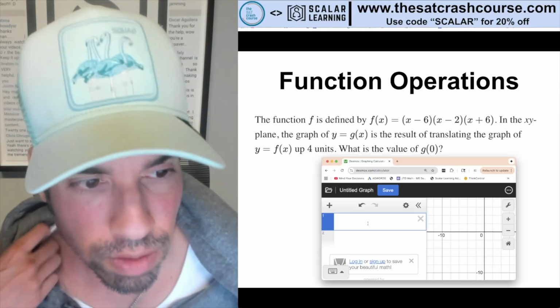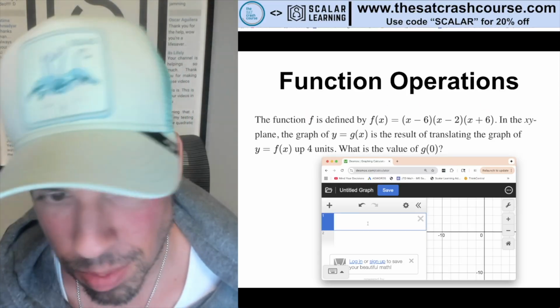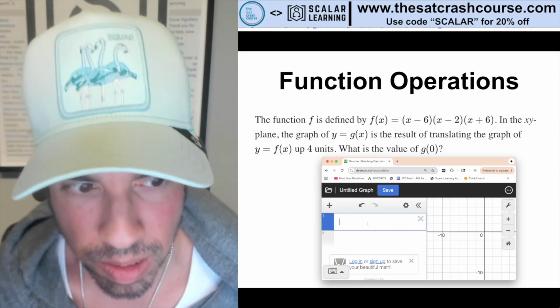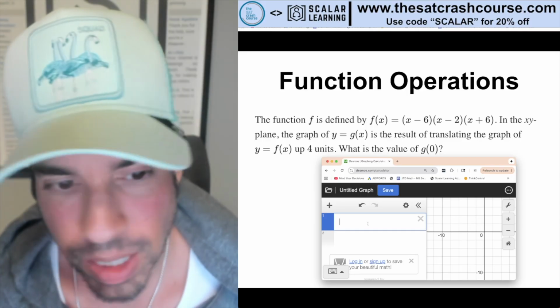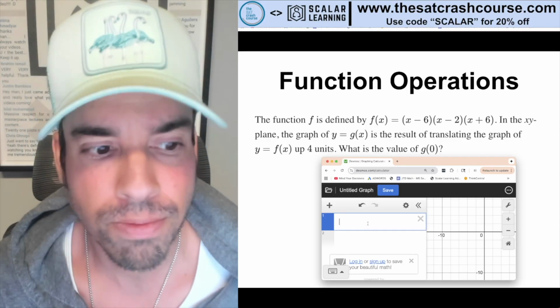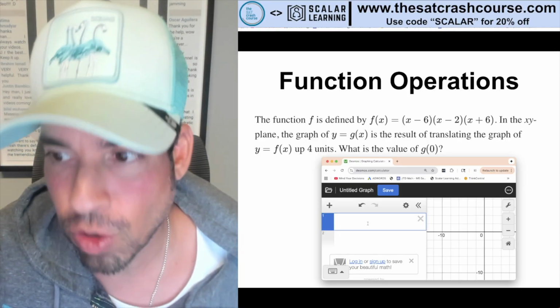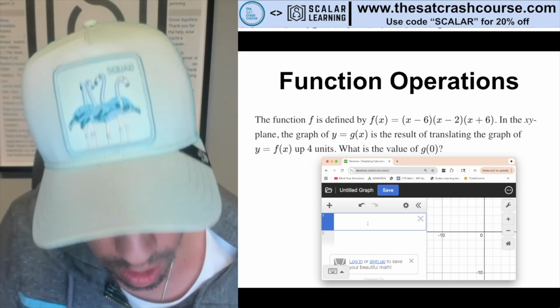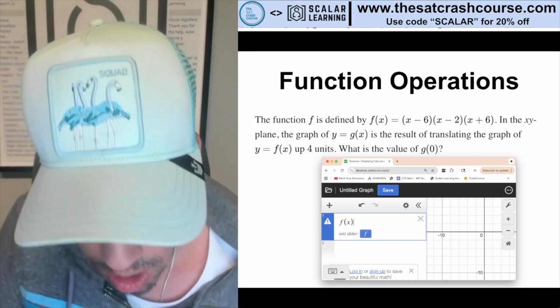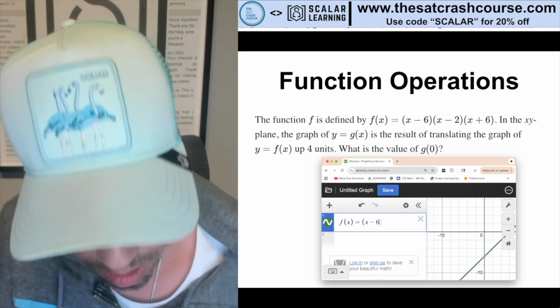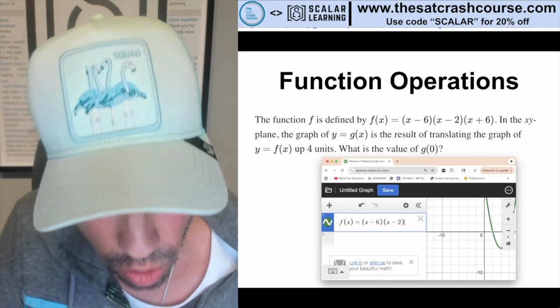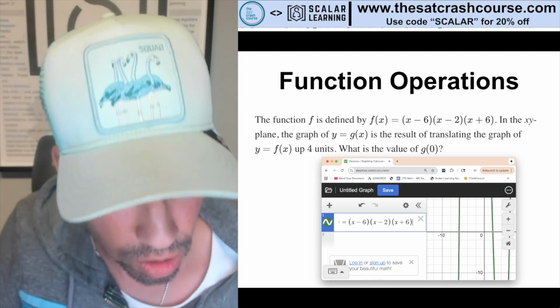So for this question, it says the function f is defined by f of x equals x minus 6, x minus 2, x plus 6 in the xy plane. And then it says g of x is the result of translating the graph 4 units up. What is the value of g of 0? So again, we're going to use the translation plus the evaluation on Desmos to get this nicely. So first, let's type in f of x. We got x minus 6, x minus 2, and x plus 6. So there's f of x.